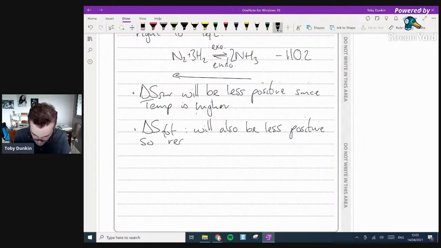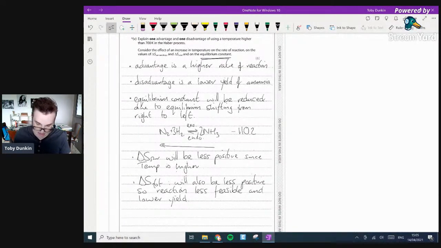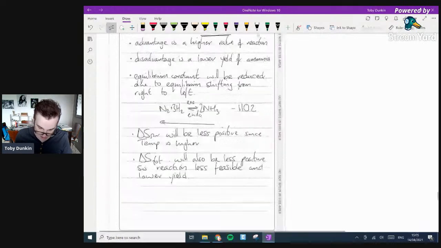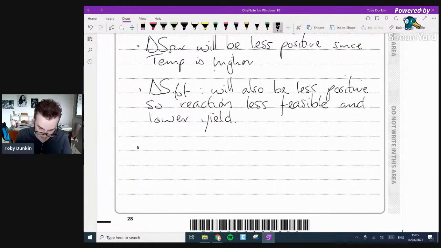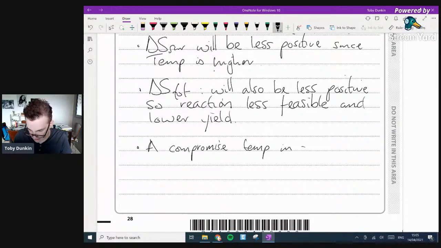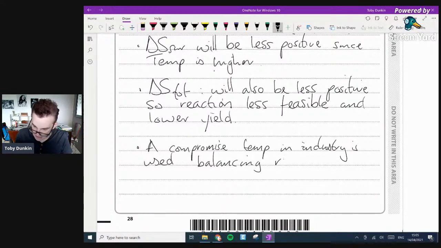So reaction less feasible, and lower yield. Now the question, have I ticked all the boxes here? This is Winkit's bit now. I've done 5 bullet points for 6 marks here. It's nice to mention a compromise temperature in industry is used, balancing rate and yield.